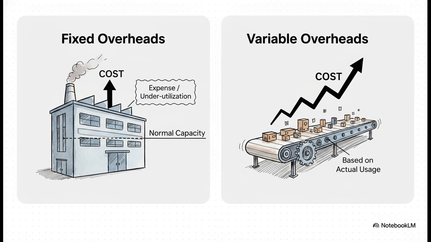Any unallocated fixed overheads that arise from, say, abnormally low production, well, those have to be expensed in the period they are incurred. This whole concept of normal capacity is a major area of management judgment, and as a result, a huge focus for auditors.